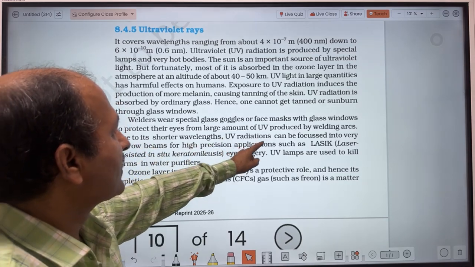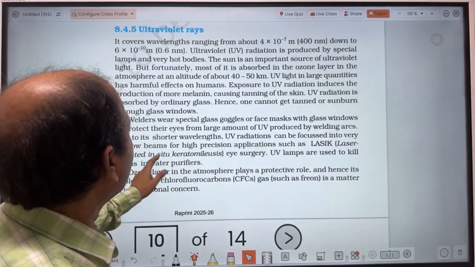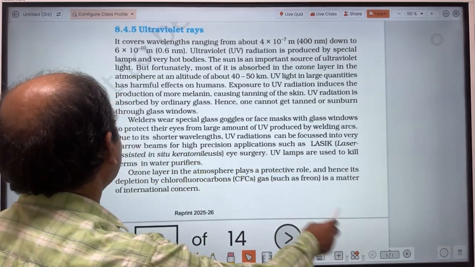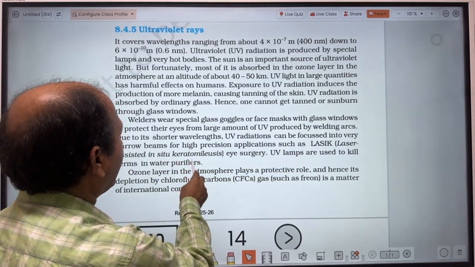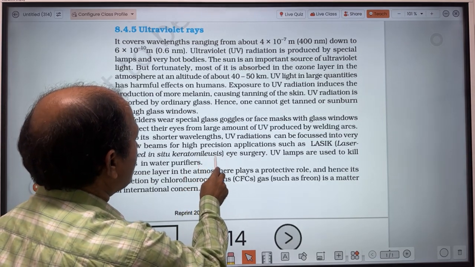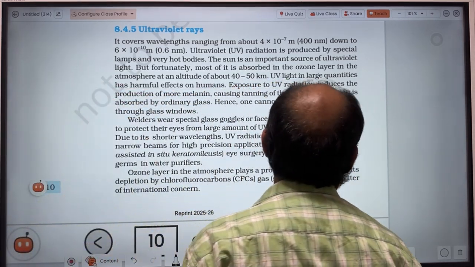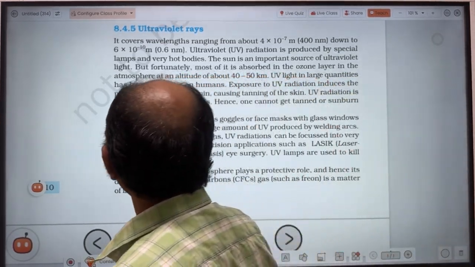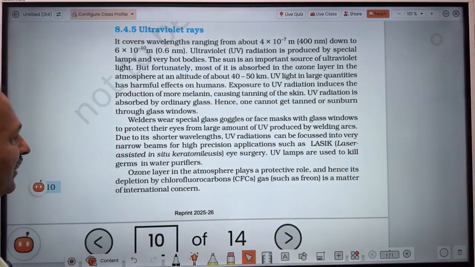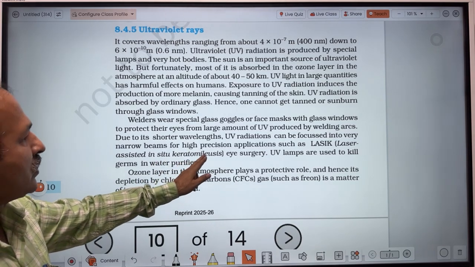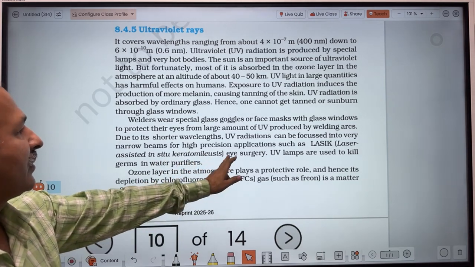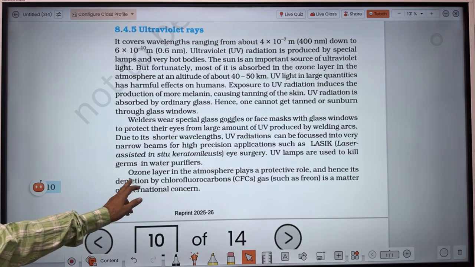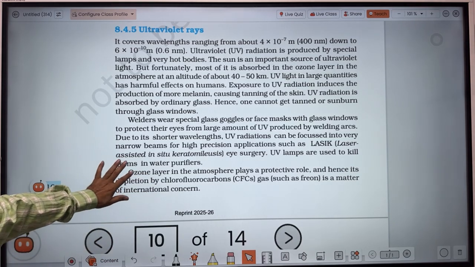Due to its shorter wavelengths, UV radiation can be focused into very narrow beams for high precision applications such as LASIK, laser assisted in situ keratomileusis. This point you have to remember, the full form. LASIK, laser assisted in situ. In situ means in the same place. Then keratomileusis, this is a type of eye surgery. Then UV lamps are used in killing germs in water purifiers.